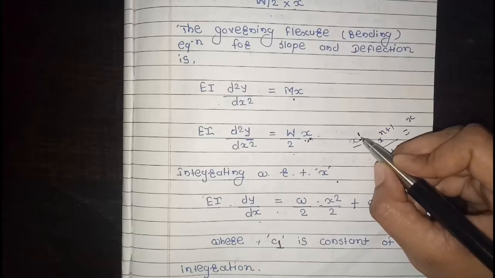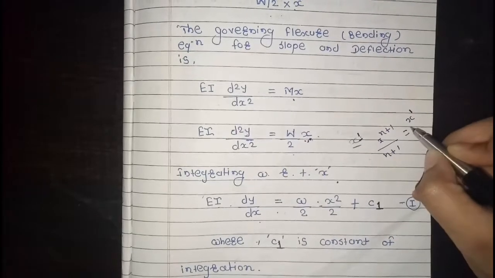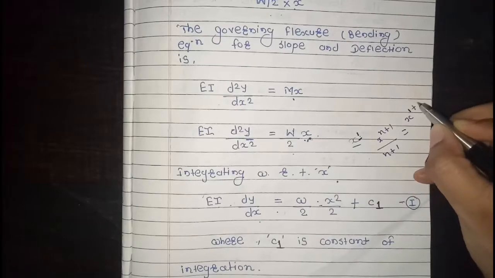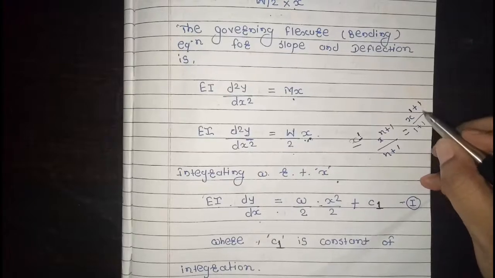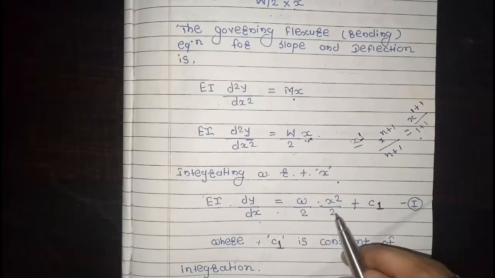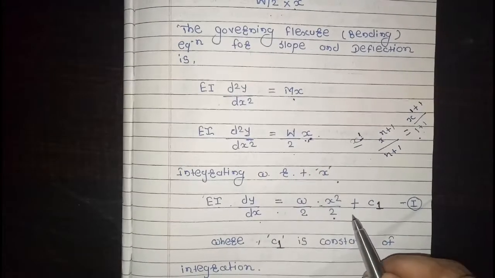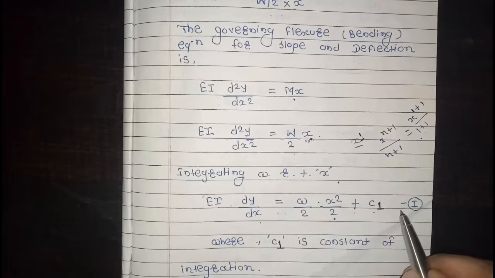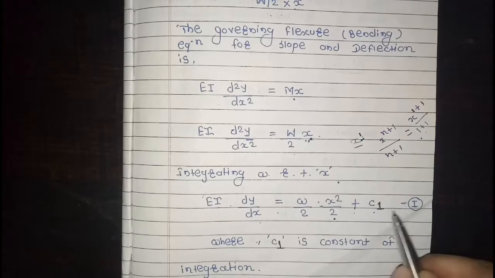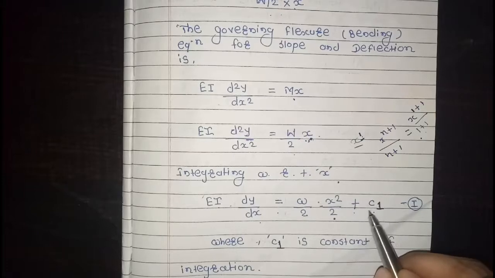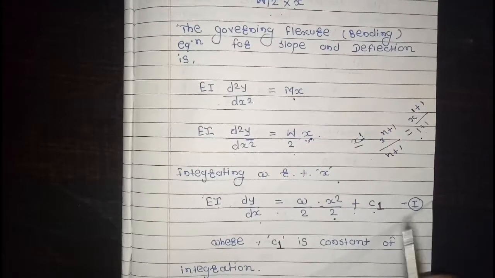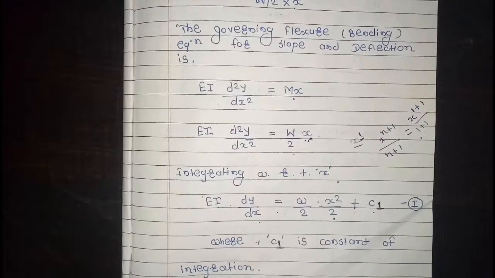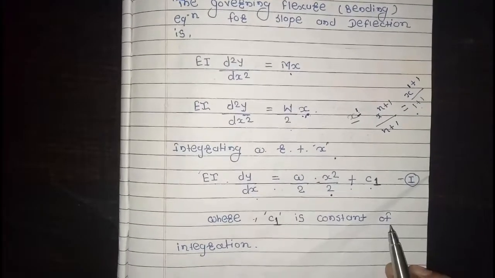So what is the power of x? 1. So x raised to 1 plus 1 divided by 1 plus 1, so x square divided by 2, plus C1. This is equation 1. Where C1 is the constant of integration.